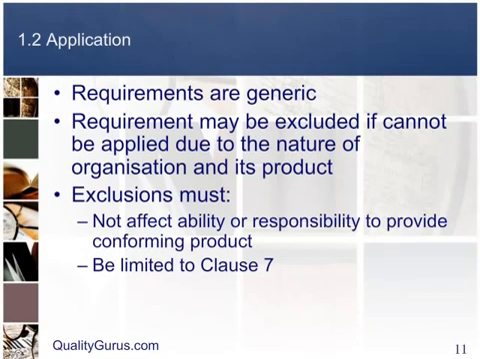All requirements of this international standard are generic and are intended to be applicable to all organizations, regardless of type, size, and product provided. Where any requirement of this international standard cannot be applied due to the nature of an organization and its product, this can be considered for exclusion. However, for an organization to claim compliance to the standard, these exclusions should be limited to requirements within Clause 7 of the standard, and these exclusions should not affect the organization's ability to provide product that meets customer and applicable legal requirements.